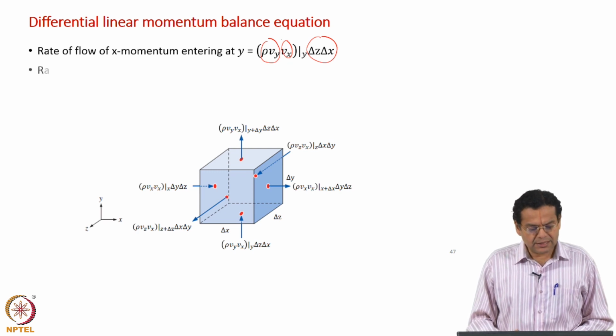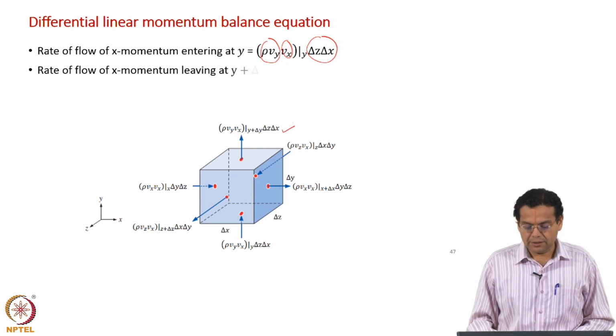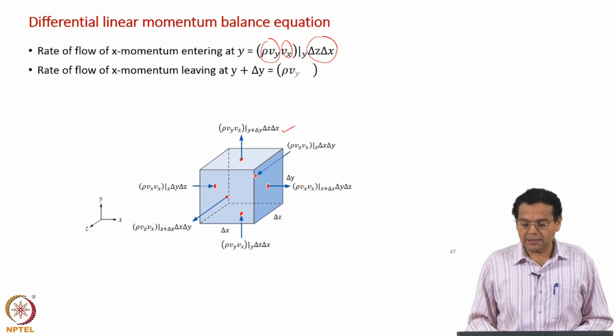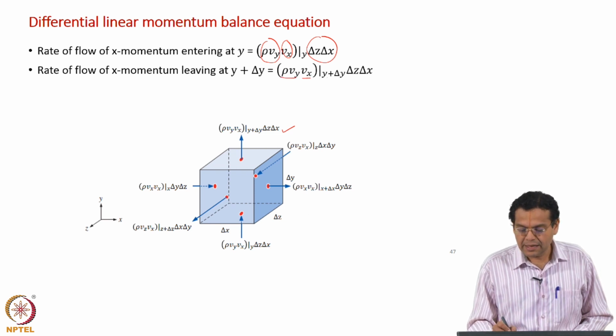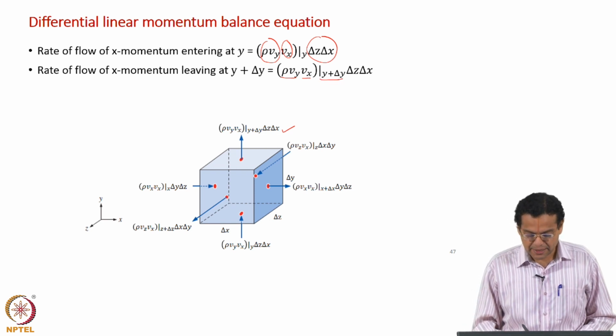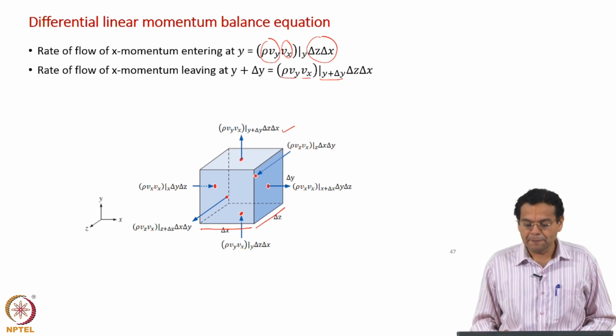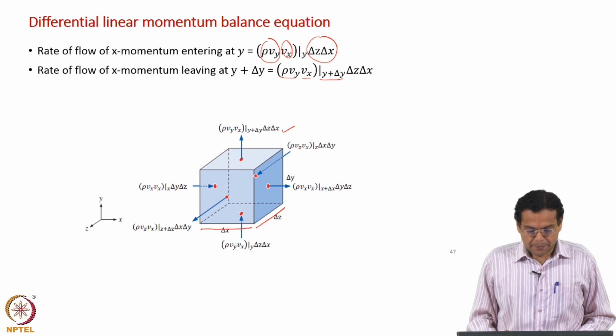Now, let us write the rate of flow of x momentum leaving at y plus delta y, same term as that. Once again want to emphasize that it is rho Vy Vx all evaluated at y plus delta y. What is the area now? The area is delta x into delta z. Okay, that is the area, and let us do that for the z direction as well.